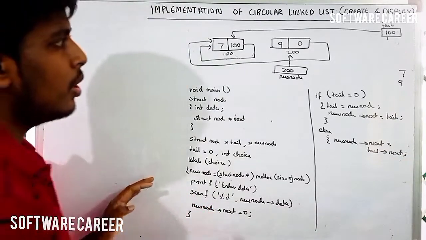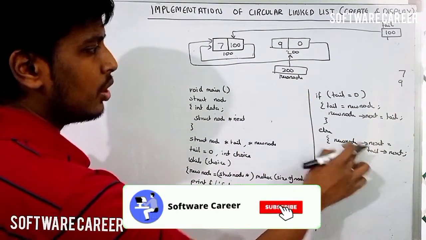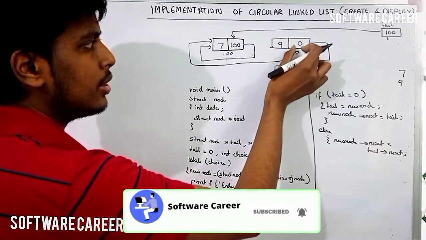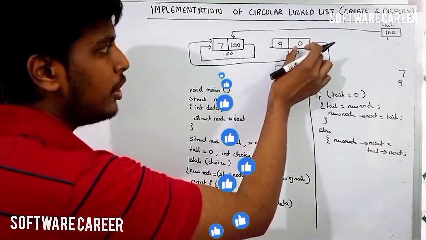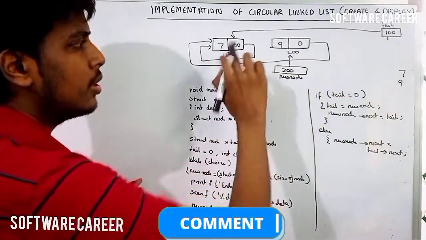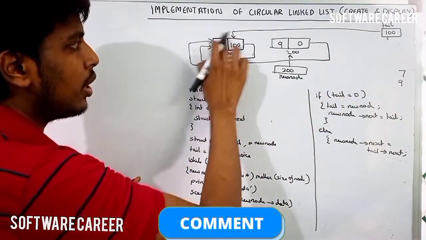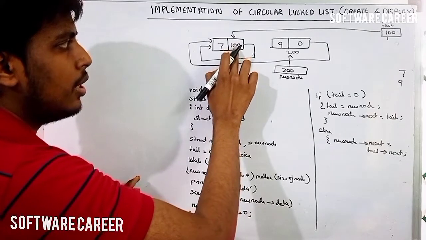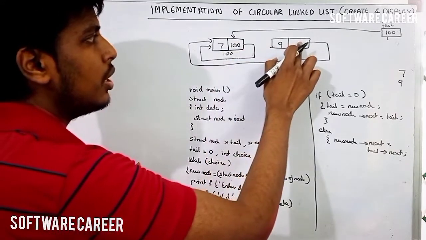Now see, now new node next is what? New node is 200. 200 next is this pointer part. In that pointer part, I should store the tail next value. Tail is 100. Tail is this node 100. 100 next is 100. So I'll store here 100.